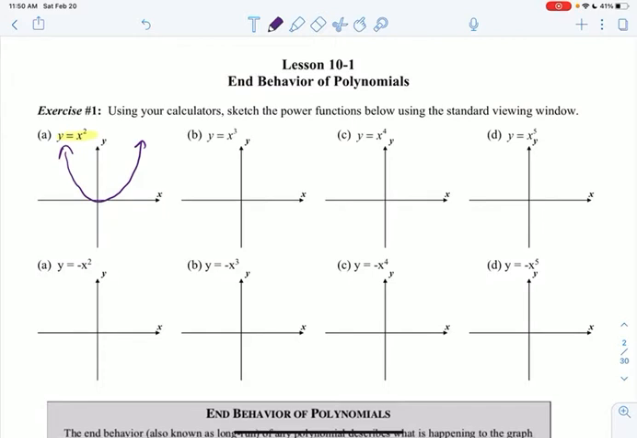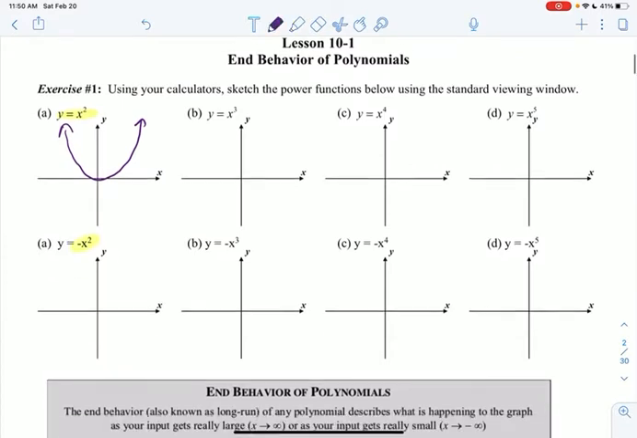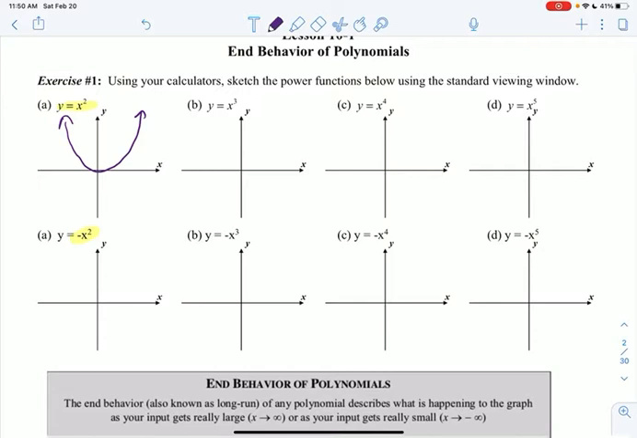Now, y equals negative x squared, the one right below it, I've done a reflection over the x-axis, so it's just going to be the same thing, but upside down. Okay, those you can know without a calculator, I'm sure. Now, y equals x to the third looks like this, and you can put that in your calculator if you want to verify it. And y equals negative x to the third goes just in the opposite direction.